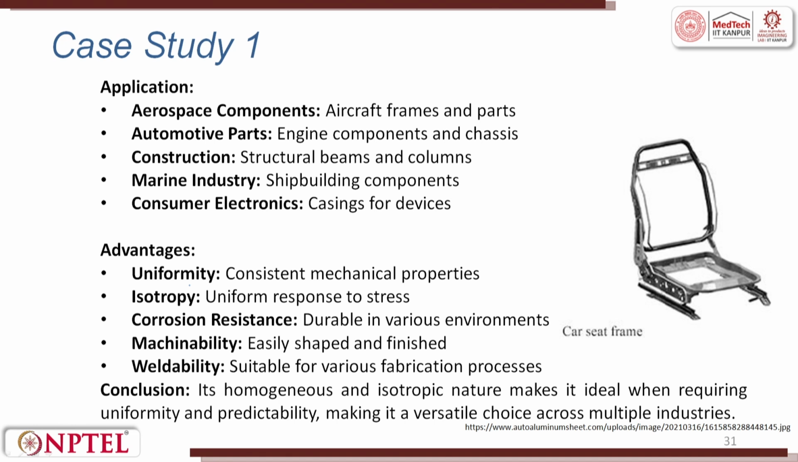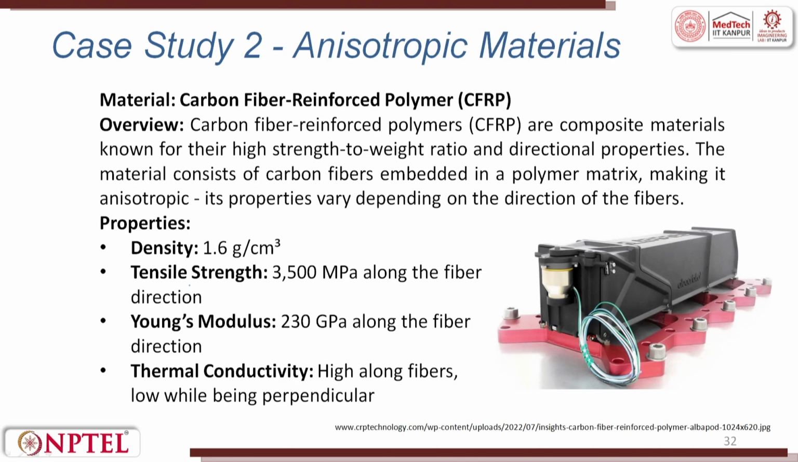various applications. Let's take an example of anisotropic material. Here the material we are considering is CFRP, carbon fiber reinforced plastics. Carbon fiber reinforced plastics are composite materials known for their high strength to weight ratio and directional properties. The material consists of carbon fiber embedded in a polymer matrix, making it anisotropic.